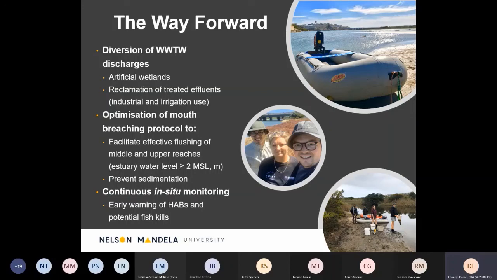And obviously, it helps to continuously monitor the system, because this will help with early warnings of harmful algal blooms that can result in potential fish kills.